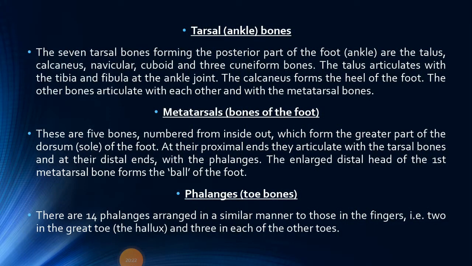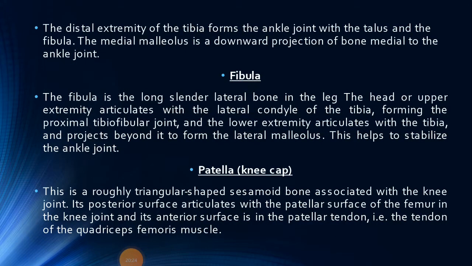Okay, next we have the patella, which is also called the kneecap, and this is a roughly triangular shaped sesamoid bone associated with the knee joint. Its posterior surface articulates with the patellar surface of the femur in the knee joint, and its anterior surface is in the patellar tendon, that is the tendon of the quadriceps femoris muscle.